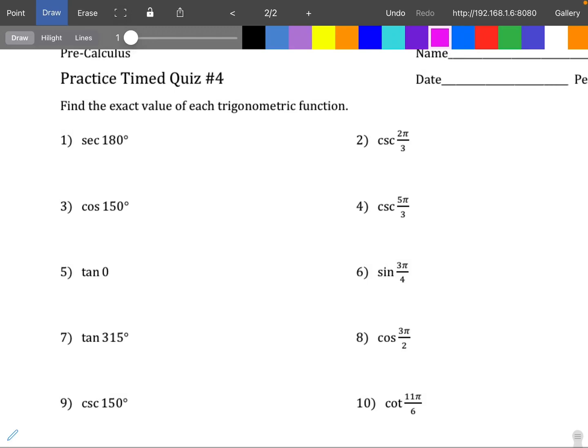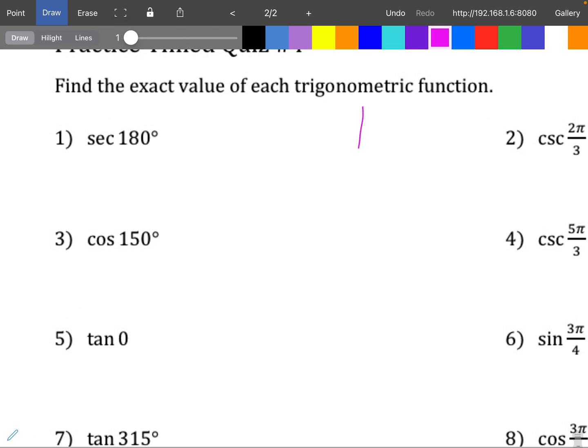All right, let's take a look at practice timed quiz number 4 this time. So our first problem is secant of 180. So remember that 180 is one of our quadrantal angles. So that is the same thing as pi, and that coordinate point is -1, 0. Now secant is the reciprocal of cosine, and cosine is x. The x coordinate of our point is -1, which is technically over 1. So for secant, we're going to flip that over, and we get 1 over -1, which is still -1.